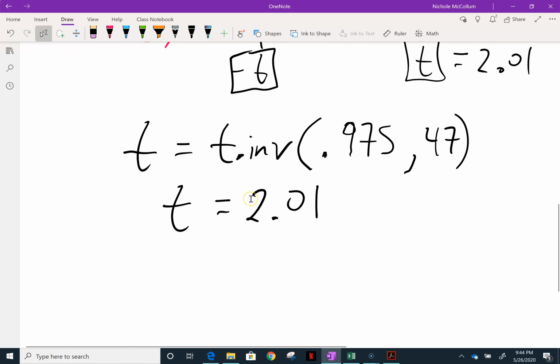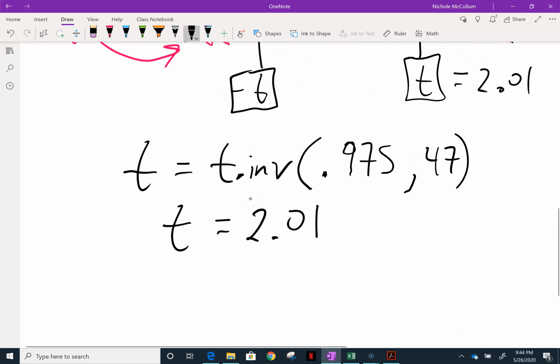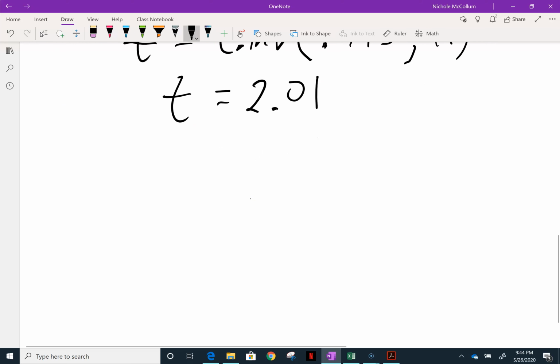So here we go. Now that I have my critical value, I can find my test statistic. So here's my critical value. Now I want my test statistic.